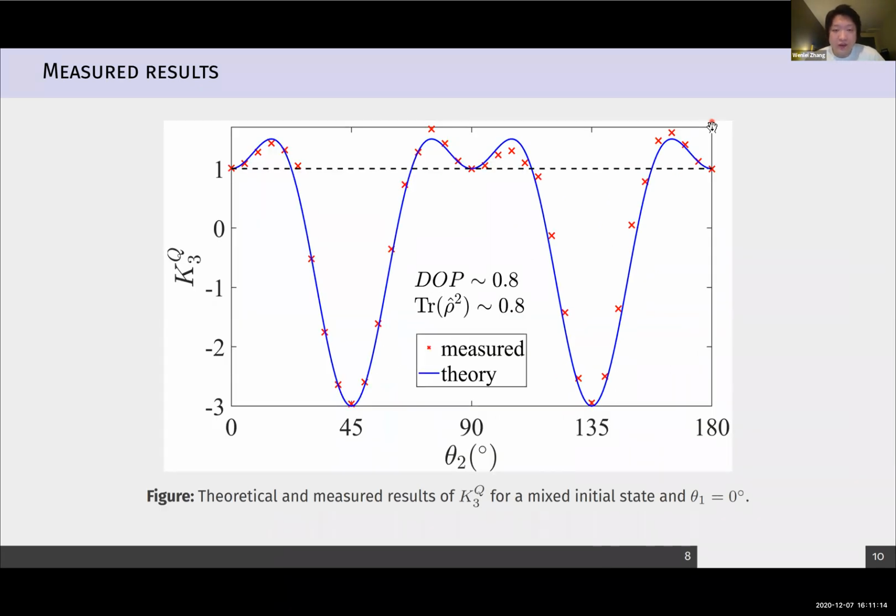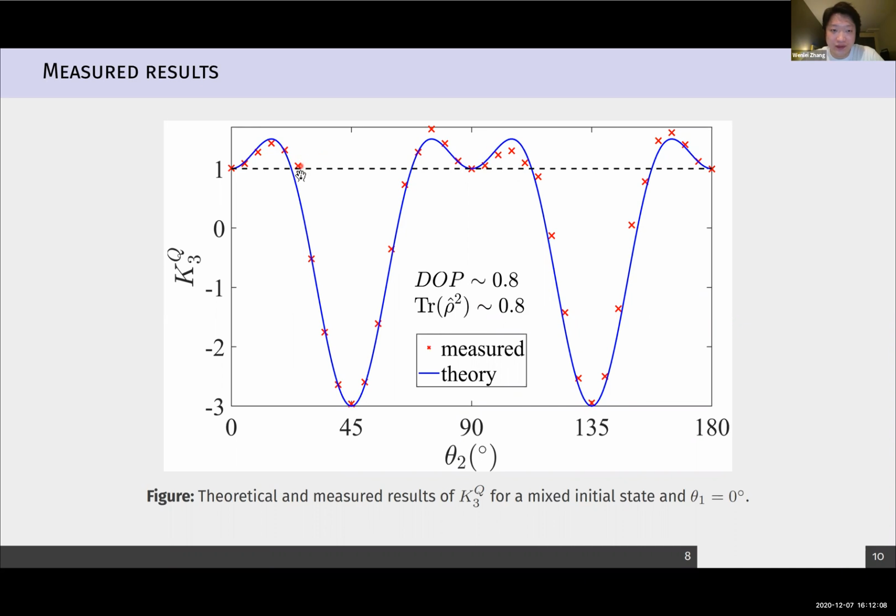So here is a plot where we use a mixed initial state. The previous two initial states were pure states. So here we are changing it to a mixed state, which, when we're talking about polarization, is a partially polarized state. The degree of polarization, which describes the amount of polarized light to the total light, is about 0.8. That corresponds to a trace of rho squared of about 0.8 also, coincidentally. And again, the theory is exactly the same as before because K3Q does not depend on the initial state. And our measured results also lie pretty close to the theoretical values, except for some points.